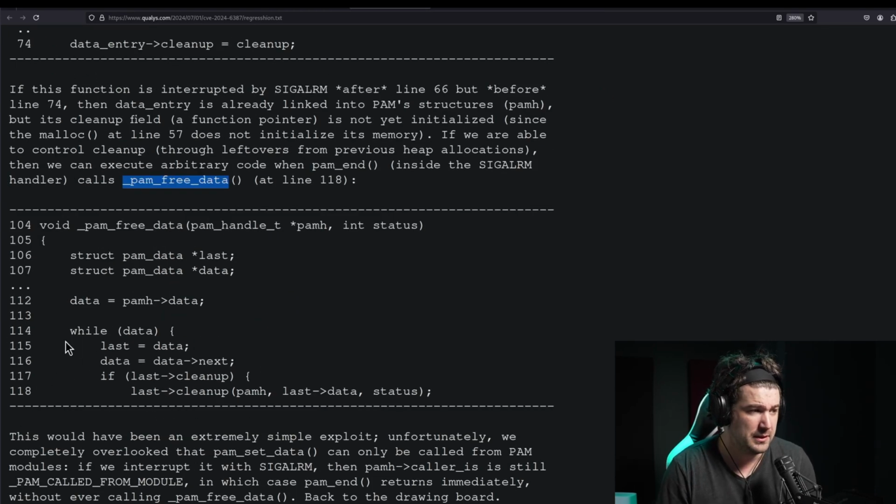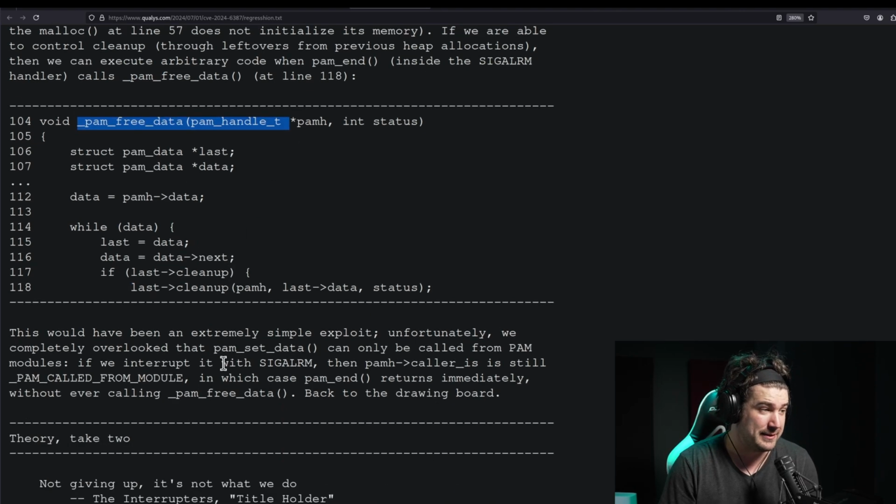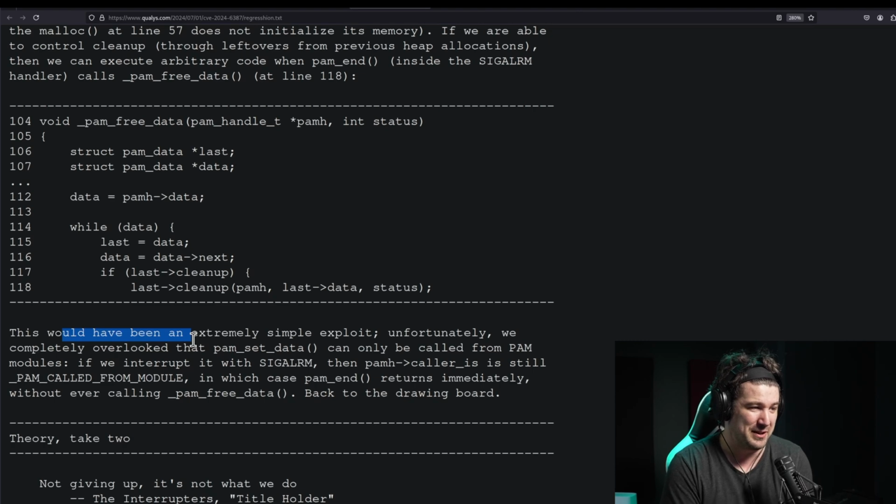Okay. So while data, clean it up. Let's clean it up. That's how we free PAMs. That's it. We've got an extremely simple exploit. Unfortunately, we completely overlooked that PAM set data can only be called from PAM modules. If we interrupt it with sig alarm, then the PAM handler is still called from a module, in which case PAM end returns immediately without ever calling PAM free data.